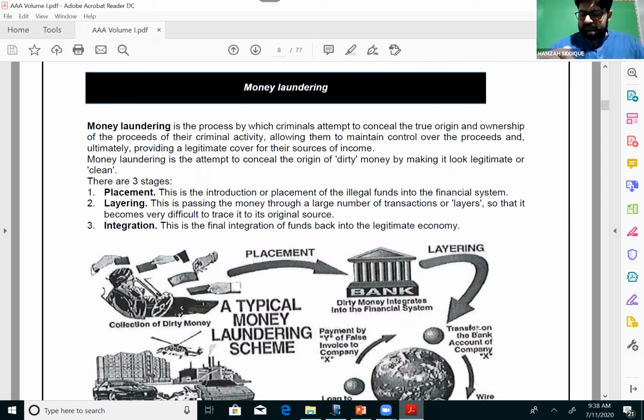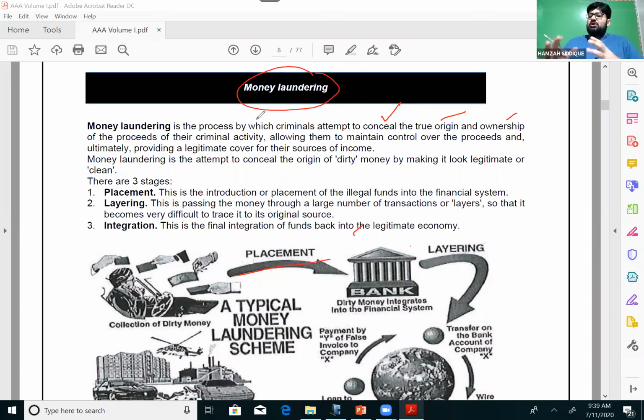So, money laundering, what is it? Money laundering is a process where you conceal the true origin and ownership of money. You collect money from crime in the form of bribes, money from drug selling, or from any criminal activity. Because you have raised that money through a criminal activity, that money is black money.